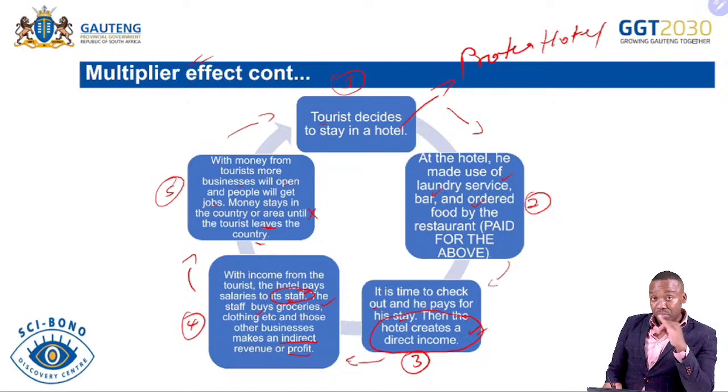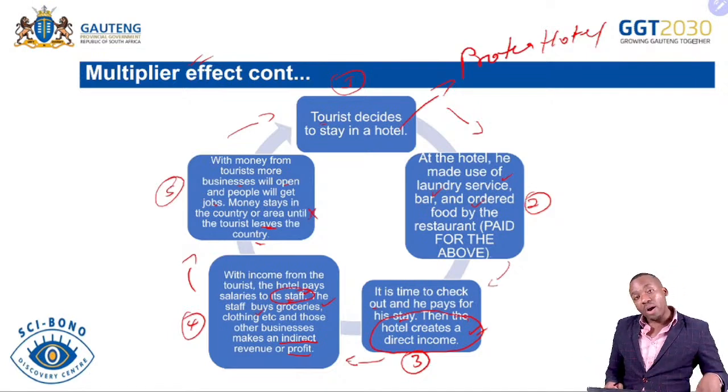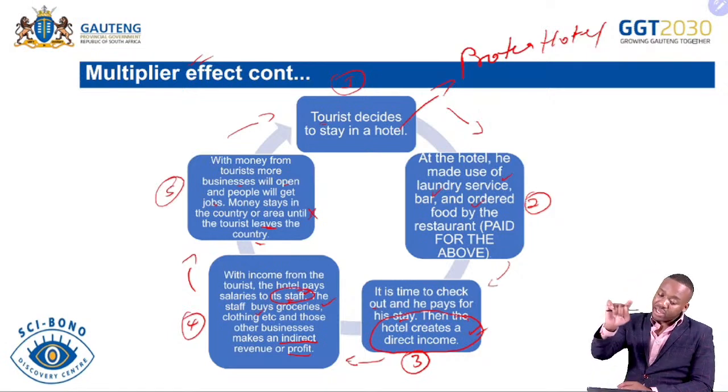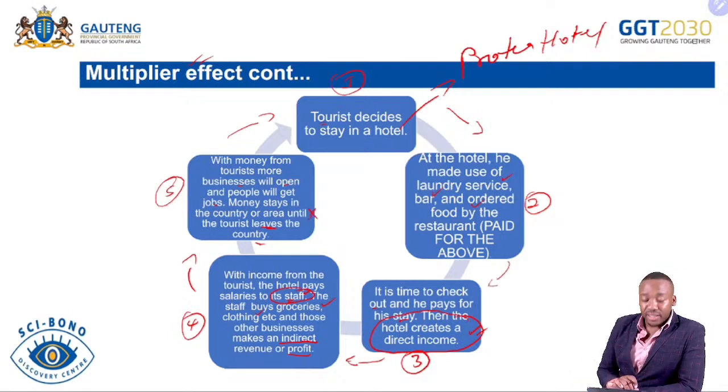The hotel needs to pay its service providers. The hotel needs to pay the staff. The hotel needs to pay electricity and so on. So other industries, they benefit indirectly from who? From the tourist money. And I said this money can flow in a country or in an area up until the point whereby we lose it. When does that happen? When the tourist leaves the area.